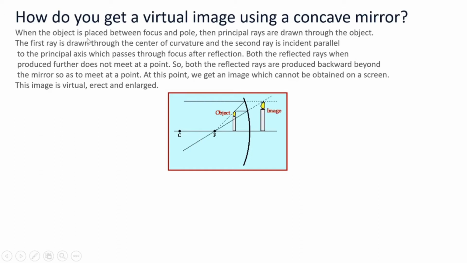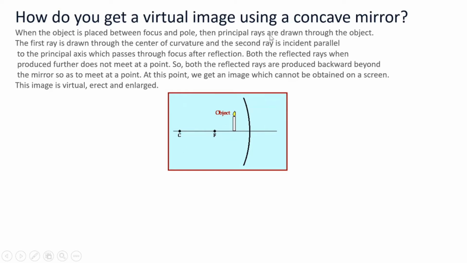Let's see when the object is placed between focus and pole. This is the focus, where the reflected light rays meet. And the midpoint of a curved surface, whether convex mirror or concave mirror, we call it the pole. Here we are using a concave mirror, so the midpoint of the mirror is known as the pole, that is P. So we have placed an object between F and P.